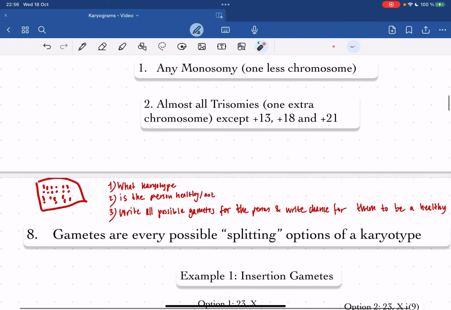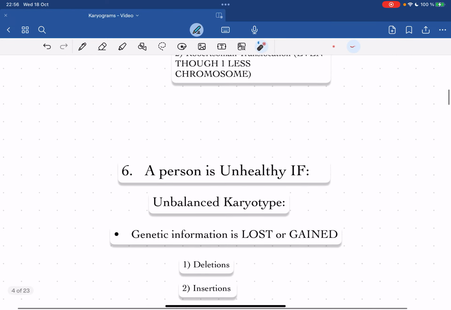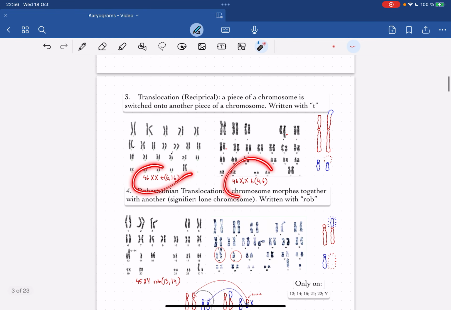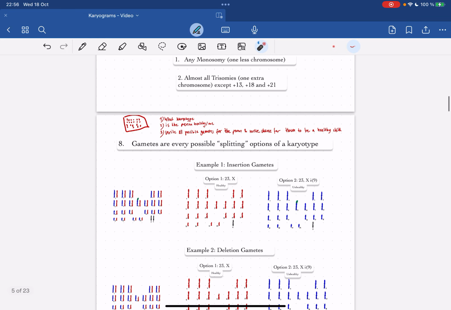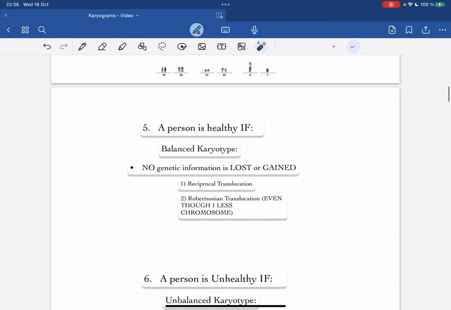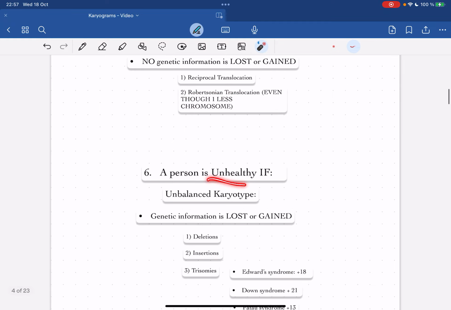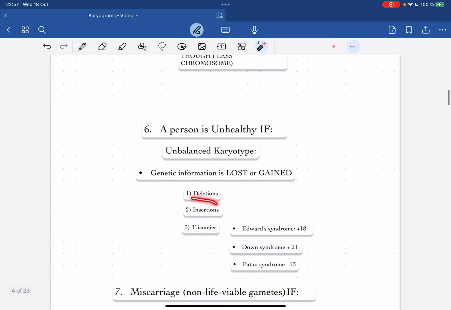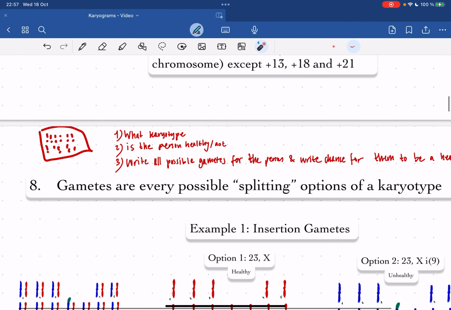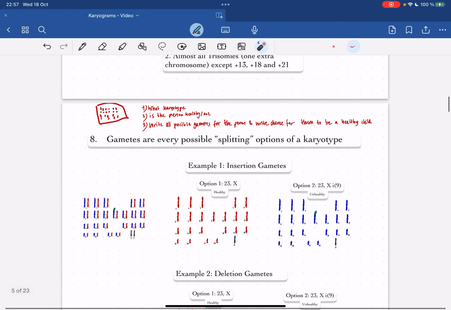We already know how to decide a karyotype. We've already gone through it here, right? That is the karyotype for each and every one of these. If the person is healthy or unhealthy, we know it's healthy if it's a reciprocal translocation or Robertsonian translocation. It's unhealthy if there's any deletion, insertion, or trisomies involved. And then writing all possible gametes is the final one, and that's what I'm going to go through here.